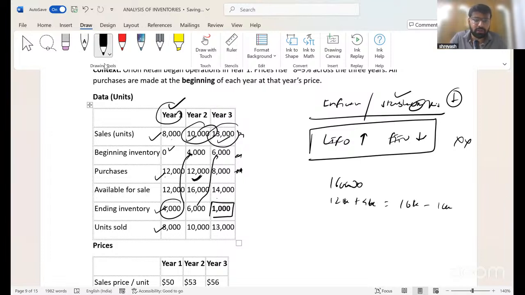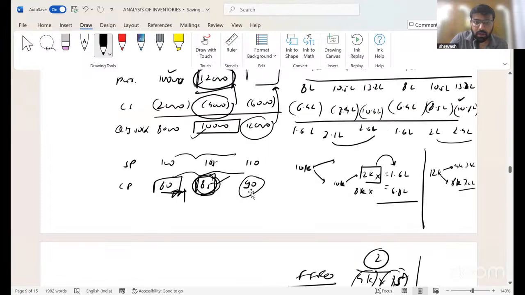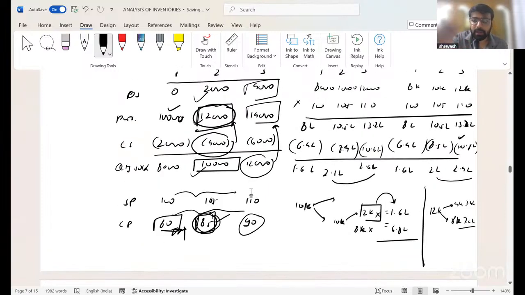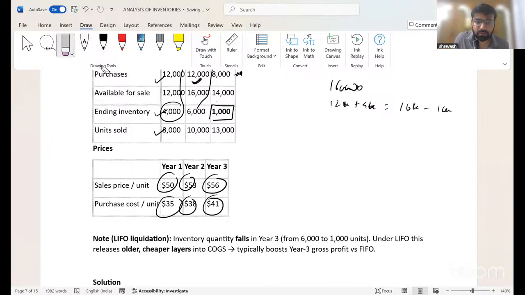And sir, there is inflation. In what way? You can clearly see the selling price per unit is rising, 50 to 53 to 56, 35 to 38 to 31. Purchase cost is also rising. But the only difference here, as in the example that I took, is that earlier the closing stock, the ending inventory, was stable or increasing, and it was actually increasing. That is what our assumption was. It was 2 to 4 and 4 to 6. But in this case, sir, the ending inventory is in the third year actually falling down. I'm trying to make you guys understand the differences.